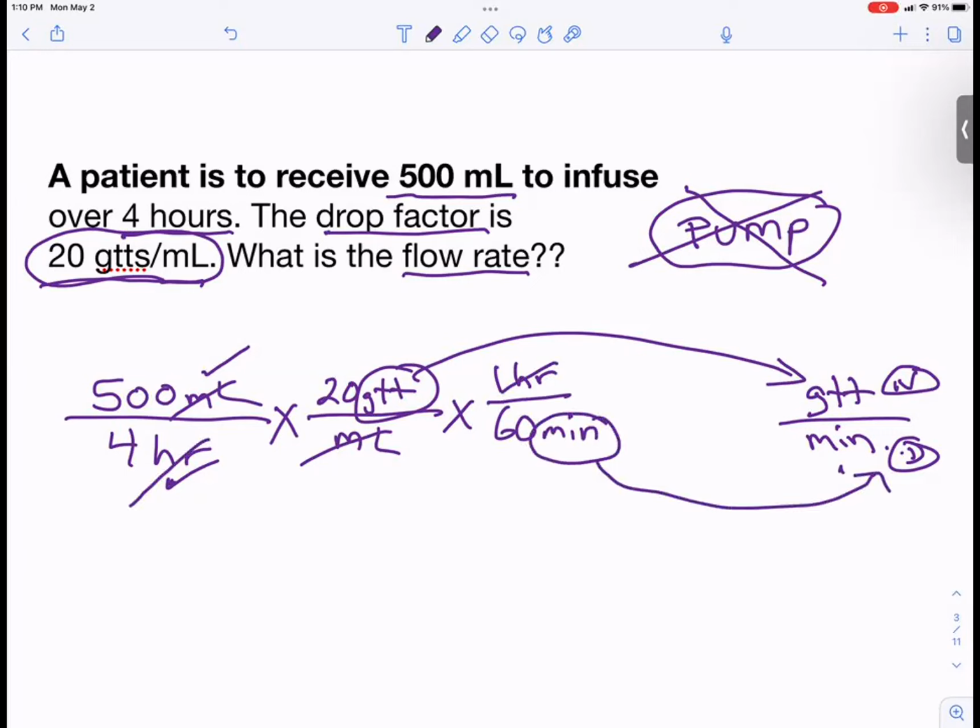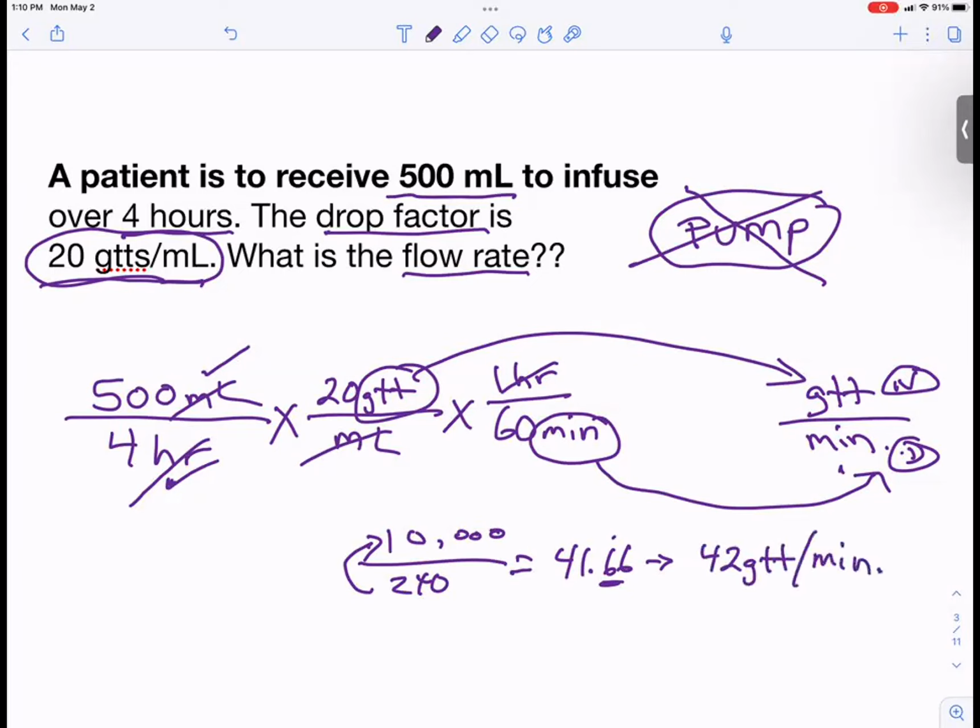So 500 times 20 is 10,000. And 4 hours times 60 is 240. And when I divide 240 into 10,000, it gives me 41.66. I can't split a drop, so I'm going to round that up because 6 is greater than 5. So I'm going to count 42 drops per minute to give what is ordered, 500 milliliters per hour.